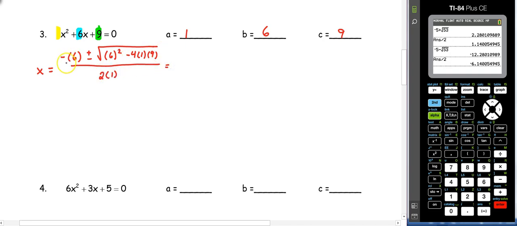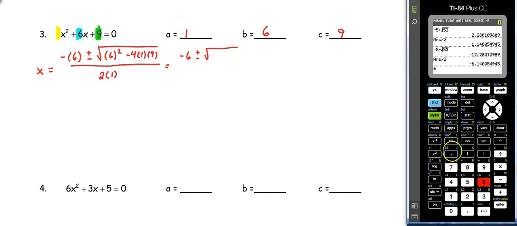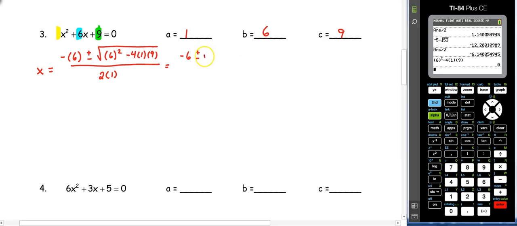So we're going to simplify. Negative 6 becomes just negative 6, plus or minus the square root. So we're going to type what's under the square root into the calculator. So parentheses 6 squared minus 4 times 1 times 9, which gets us 0, all over 2 times 1, which is 2. Now, notice when we have a 0, remember that we're only going to get one solution, but we're going to still split this apart. So negative 6 plus the square root of 0 over 2, negative 6 minus the square root of 0 over 2.